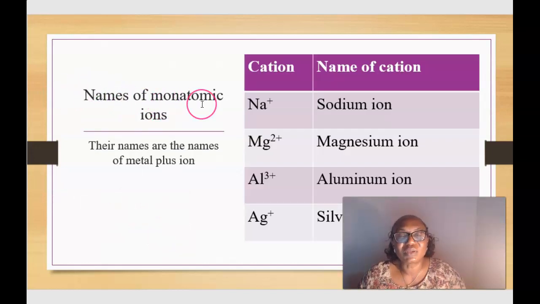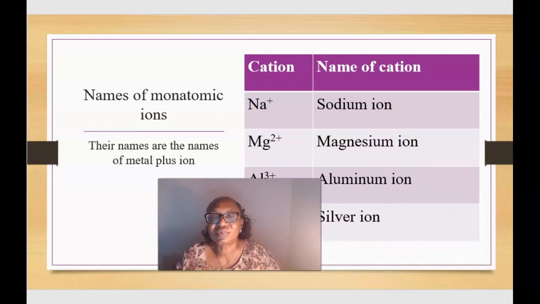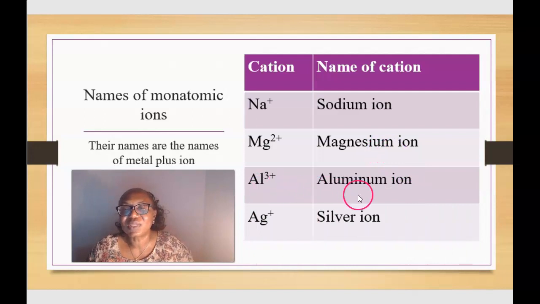How do we name monoatomic cations? The name of monoatomic cations is the metal name plus ion. For example, this is sodium cation. What is its name? Sodium ion. Magnesium cation, its name is magnesium ion. Aluminum cation, its name is aluminum ion. Silver cation, its name is silver ion.